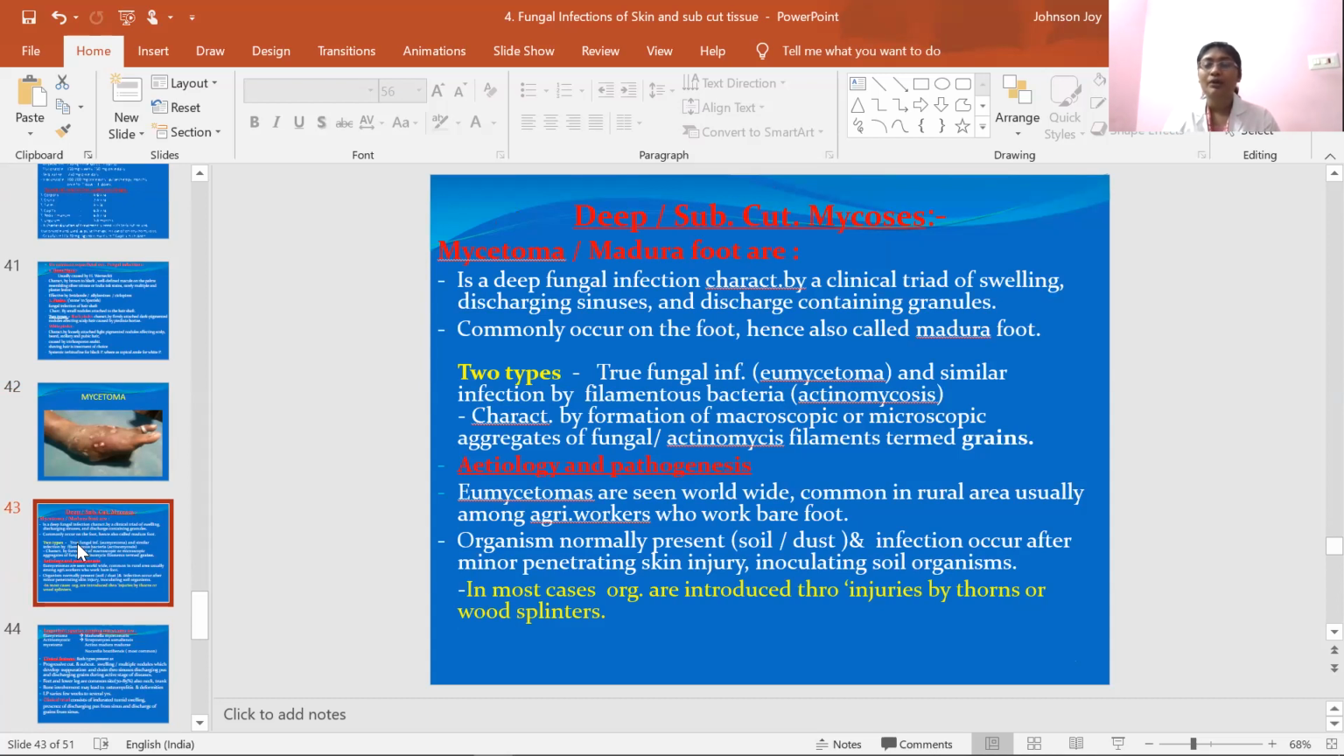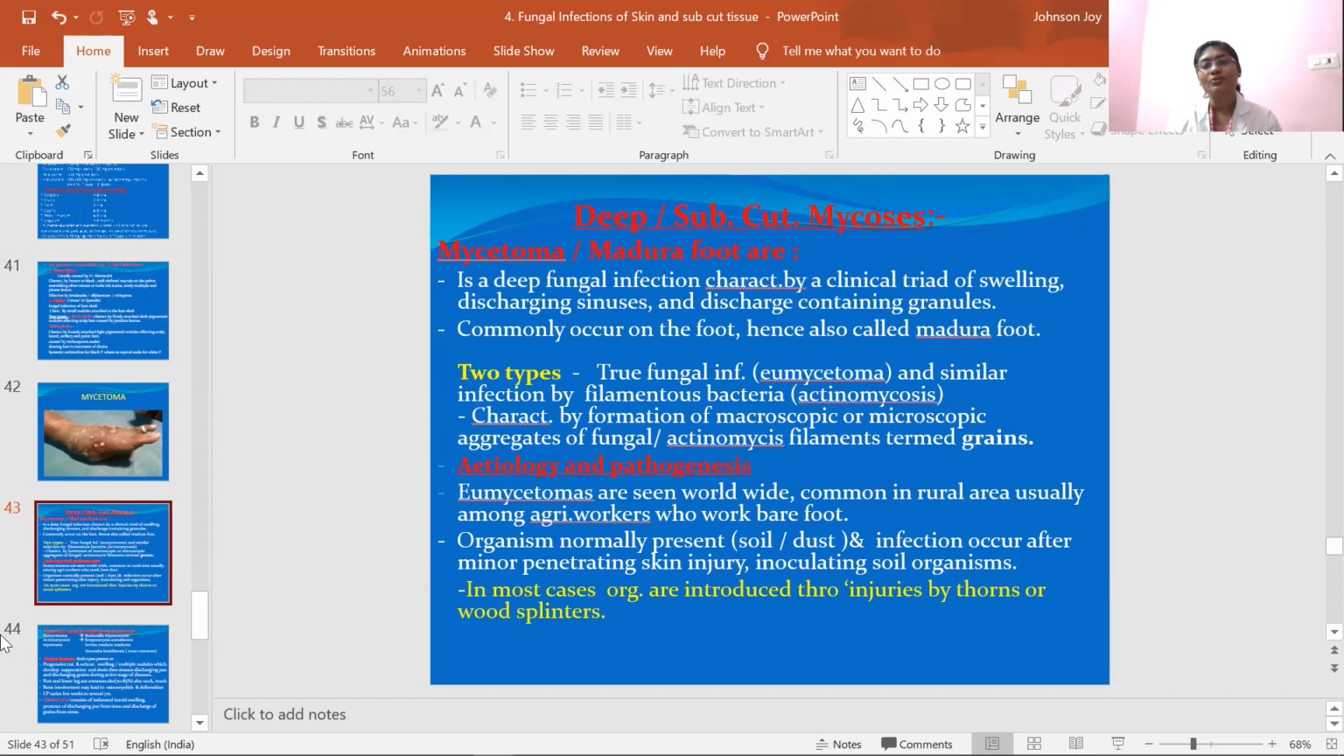So there are two types of mycetoma. When it is caused by a true fungus, it is called eumycetoma, and if it is caused by a filamentous bacteria, it is called actinomycetoma. It is characterized by formation of macroscopic or microscopic aggregates of fungal or actinomycete filaments, which are termed grains. So these grains are nothing but aggregates of the fungal or actinomycete filaments.